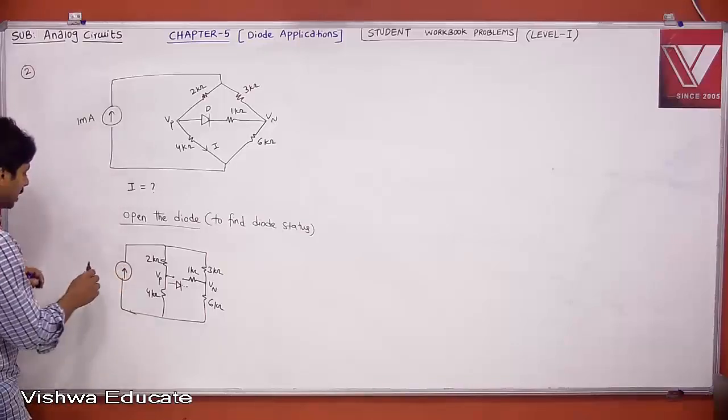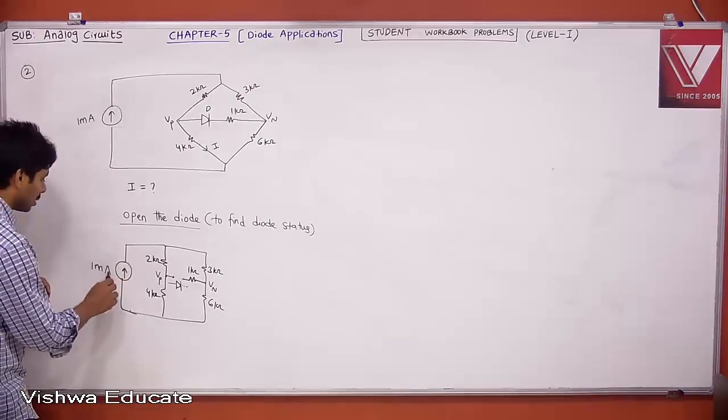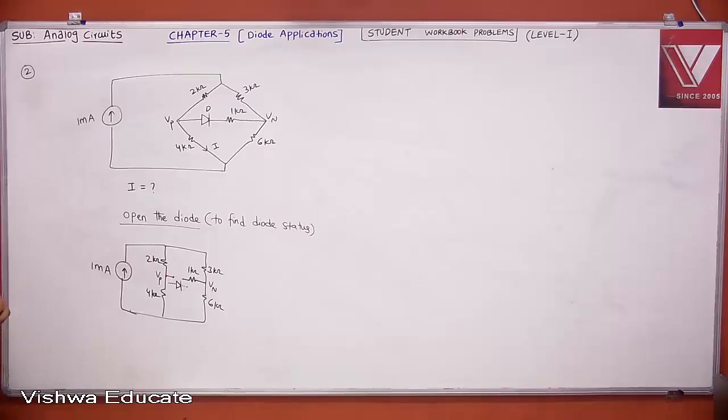Now let's find VP. It is simply network analysis. This is your 1 milliampere. Right? Now, how will you calculate?